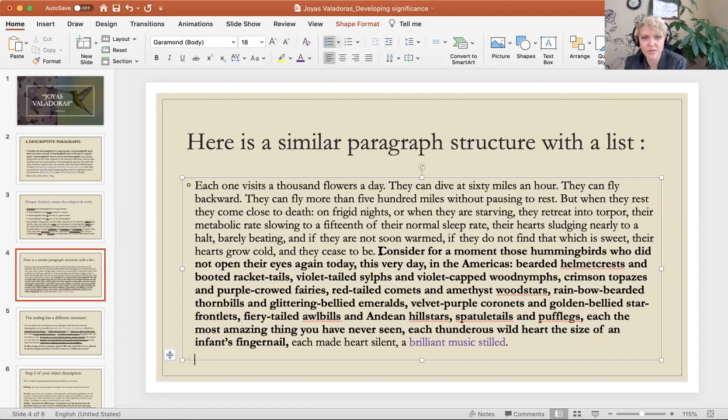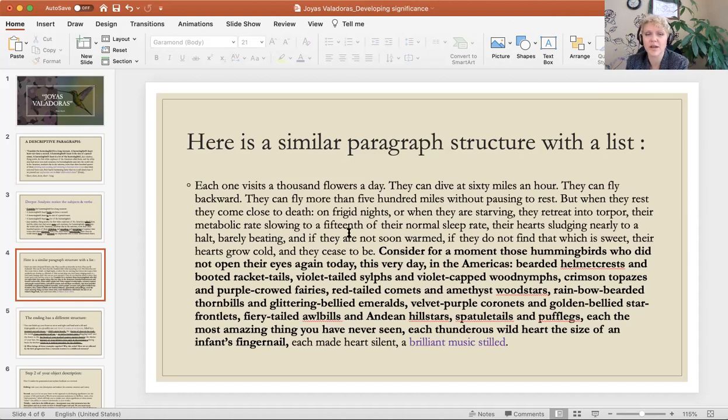So we get again into this imperative. Consider for a moment those hummingbirds who did not open their eyes again today, this very day in the Americas. So on the one hand, you get this contrast between all this activity and all this life that these creatures experience and bring to this planet. If you've ever seen a hummingbird fly, they're quite a joyous flying jewel type of creature that could put a smile on your face very easily, in part because I think, as Doyle is successfully demonstrating, we are in awe with the natural beauty and talents of these creatures, right?